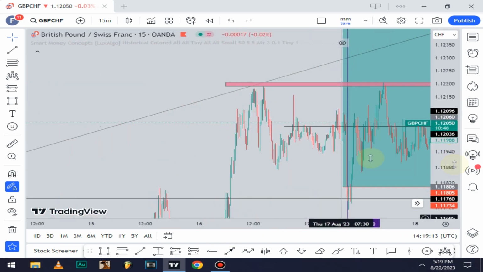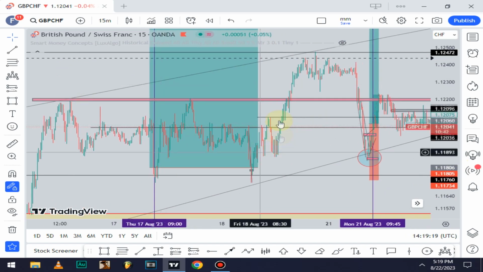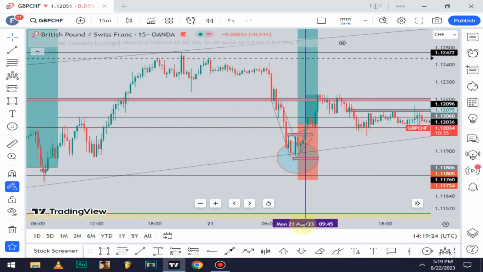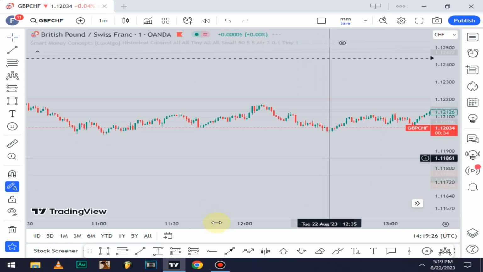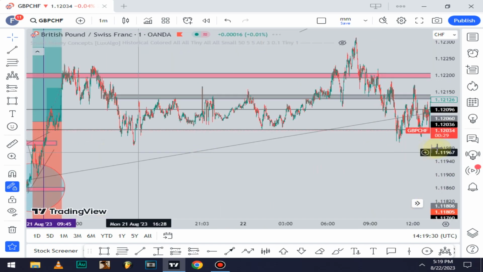I have that recorded too. And then the second entry, actually price went up, then came down. You can see I have a trend line over here. So when price did that, I went back to the 1 minute too, because I needed that sniper entry once again to add another position over here.